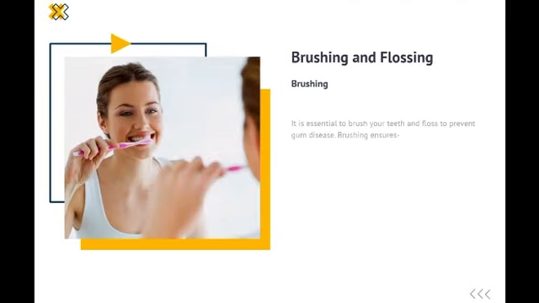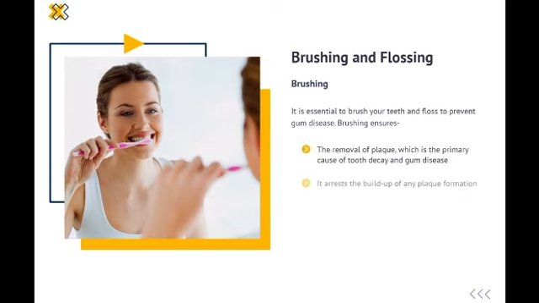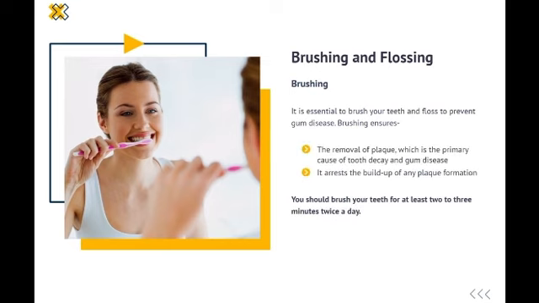Brushing and flossing. Brushing. It is essential to brush your teeth and floss to prevent gum disease. Brushing ensures the removal of plaque, which is the primary cause of tooth decay and gum disease. It arrests the buildup of any plaque formation. You should brush your teeth for at least 2 to 3 minutes twice a day.